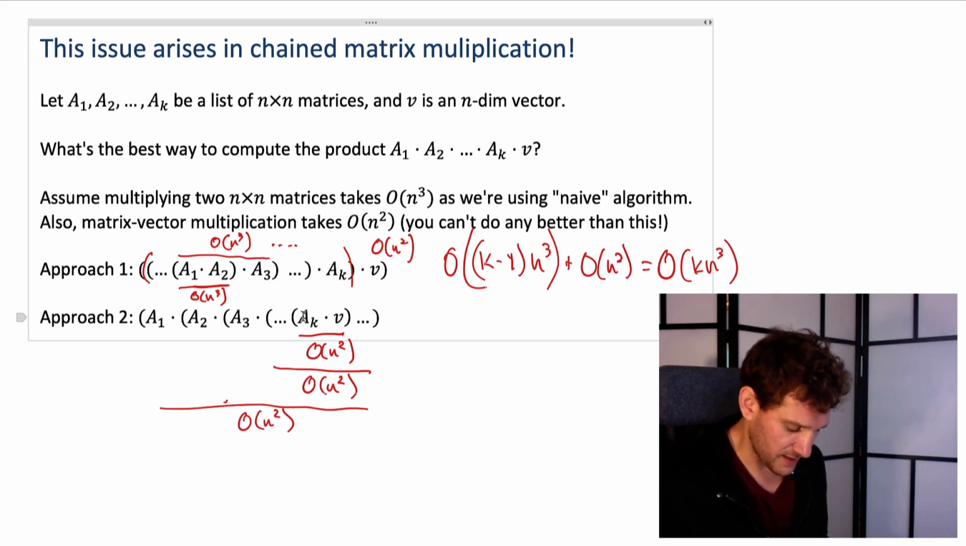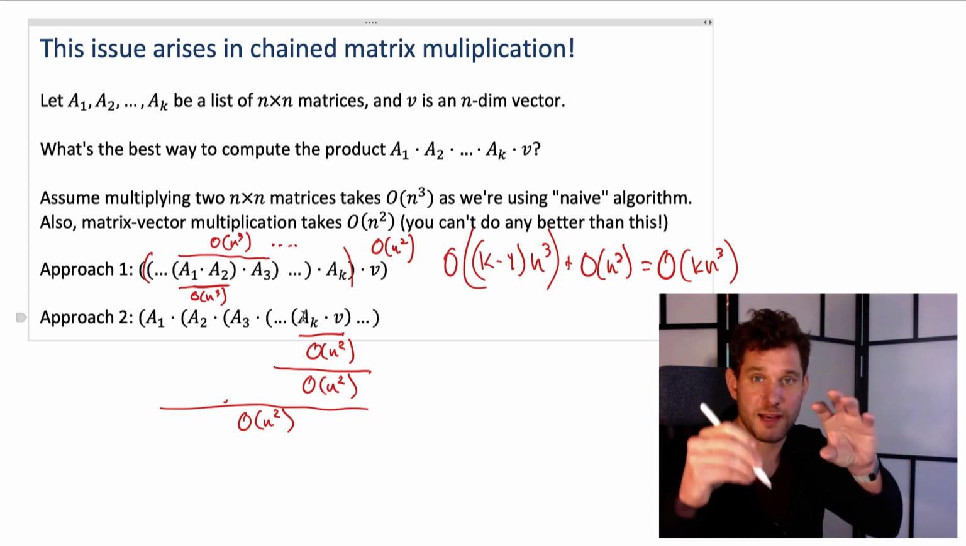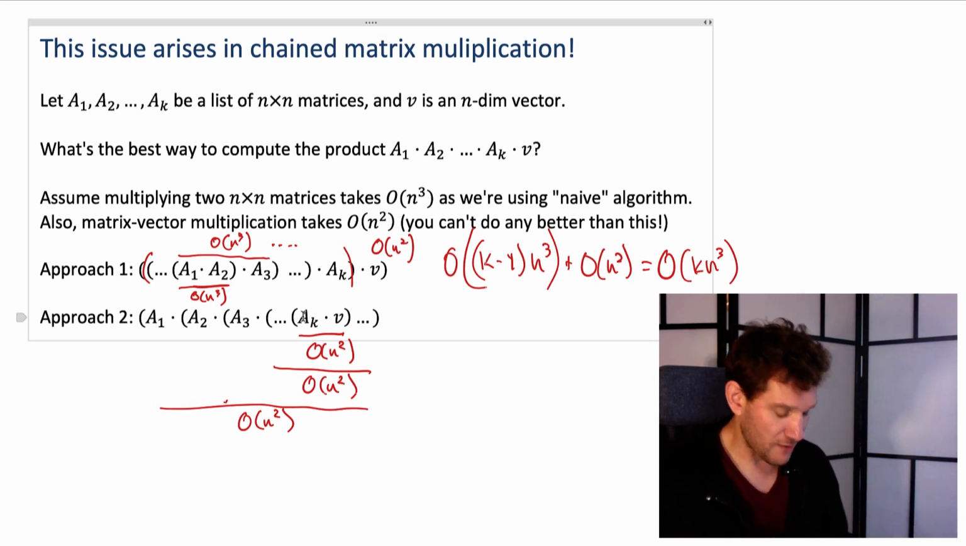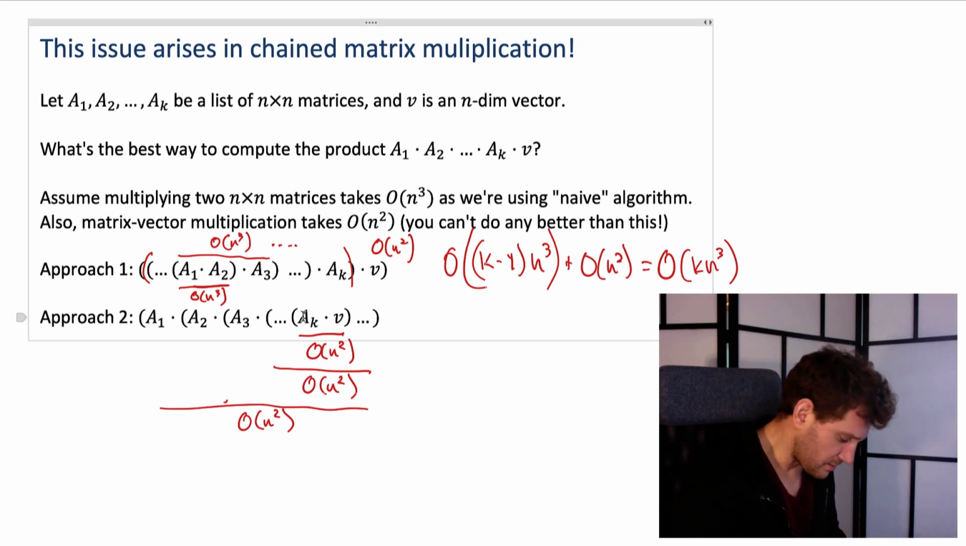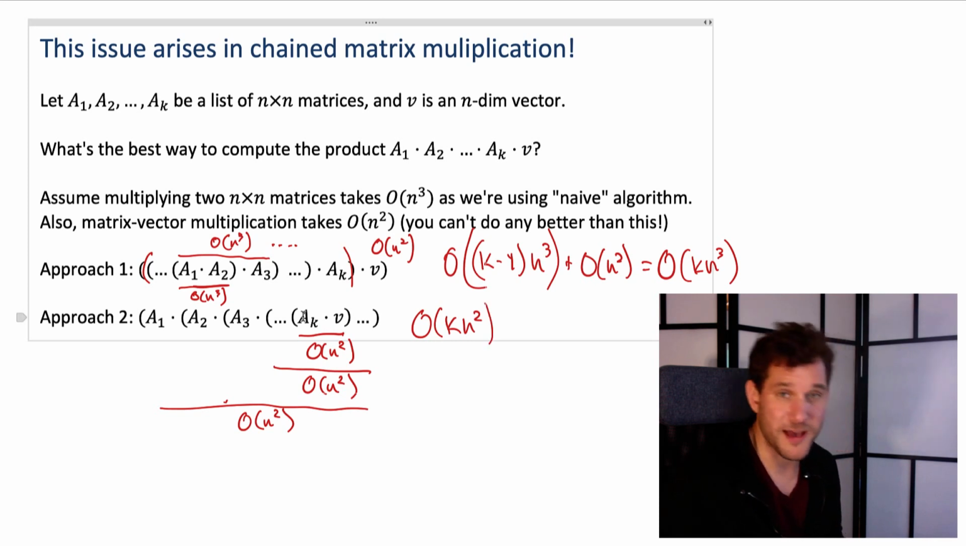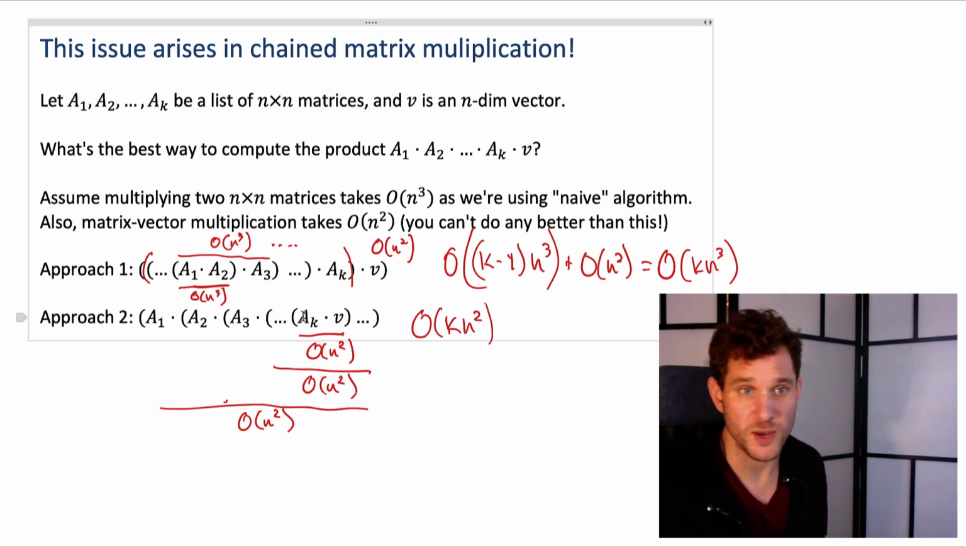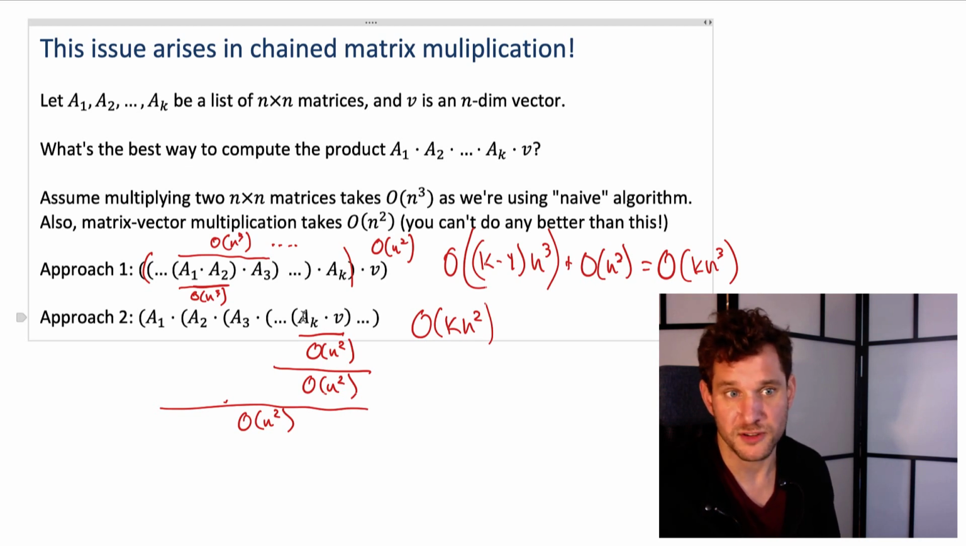So every time you multiply a matrix times a vector, you get a vector back. So every one of these operations is a matrix vector operation, and in the end, the running time is going to be on the order of k times n squared. That's faster than k times n cubed. So we actually got a better algorithm by doing the multiplications in a smarter order.